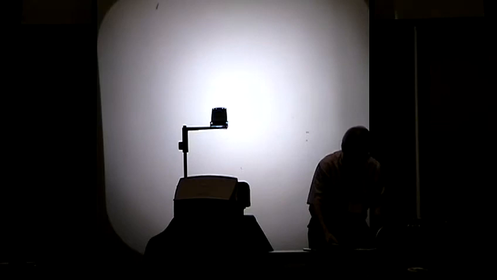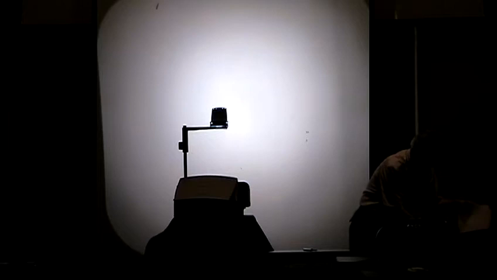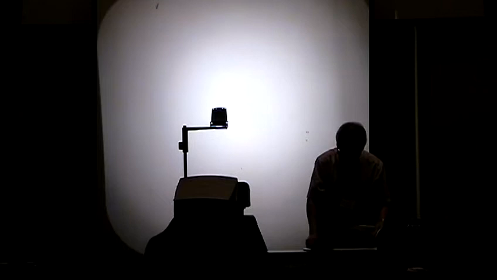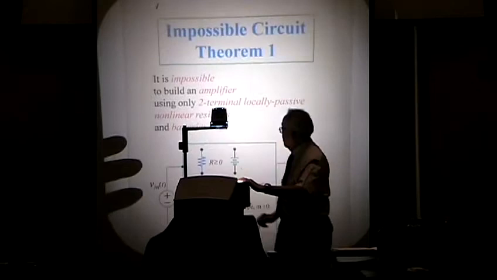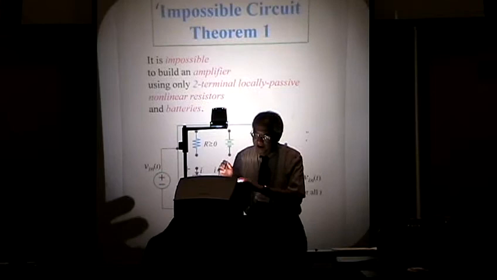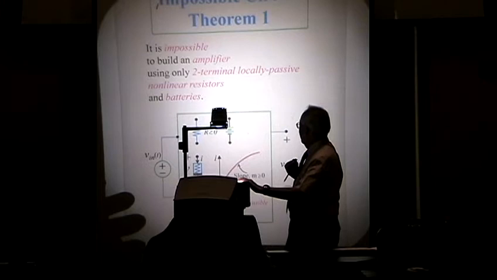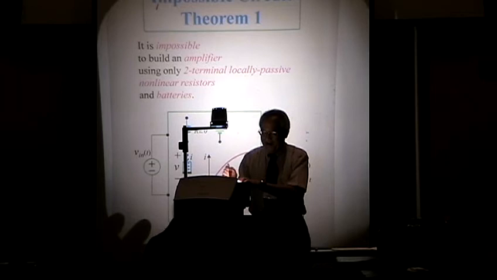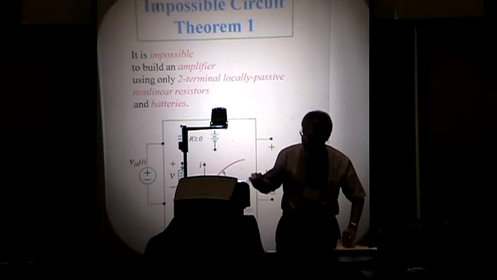Okay. Now, I will end with an interesting observation, which I called, based on circuit theory, something I published in the 70s. I proved that it is impossible, I call it Impossible Circuit Theory One, to build an amplifier using only two-terminal, locally passive, nonlinear resistors. Locally passive means that you have only passive slope. You can use any number of them, and I proved that it's impossible to produce a gain.